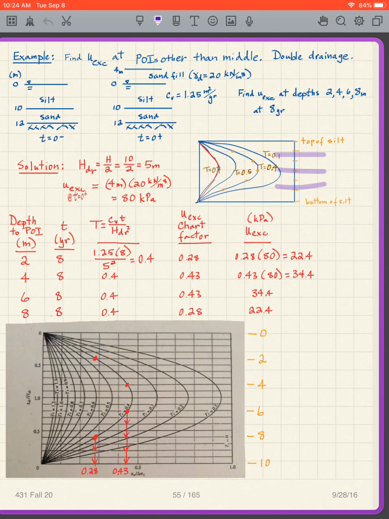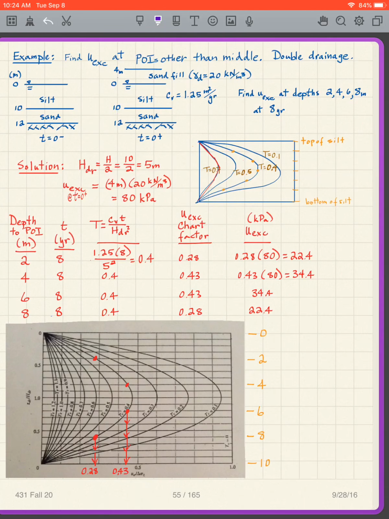We're going to start with finding our HDR. Since it's double drainage, it's H over 2. The H is 10 meters. So we get 5 meters for our HDR.